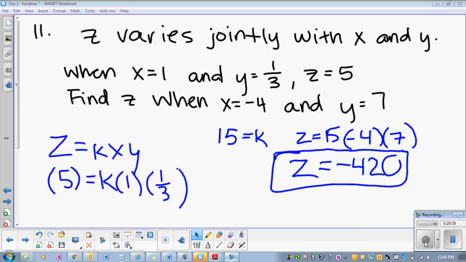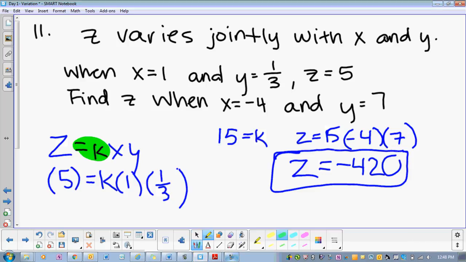All right. So Z varies. Remember, varies is equals K. Thank you, Natalie. Z varies jointly with X and Y. When X equals 1, Y equals 1/3, and Z equals 5, K equals 15. Good. So then they asked you to find Z. So Z equals K is 15, X equals -4, and Y equals 7. Perfect. -420. All right, good.